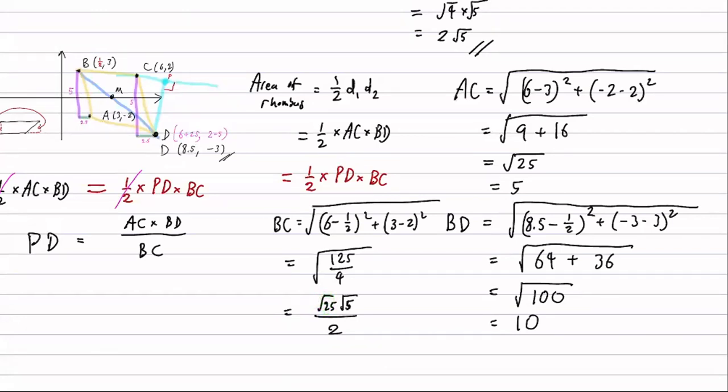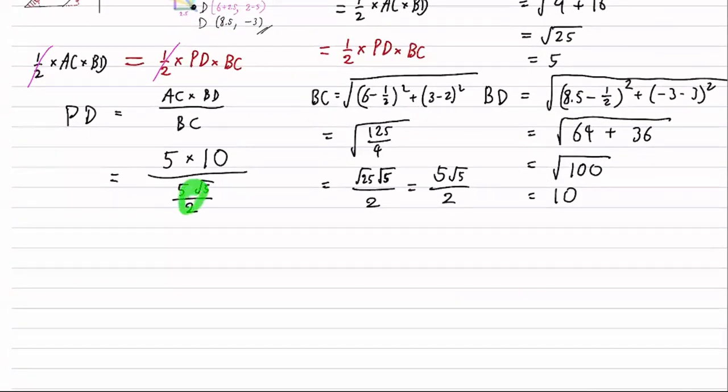What is square root 25? 5. So 5 root 5 over 2. Very good. Then now we can sub in. So we have 5 times 10 over 5 root 5 over 2. Here, when you have a divide fraction at a denominator, you can bring the 2 up. So you're left with 50 over 5 root 5.